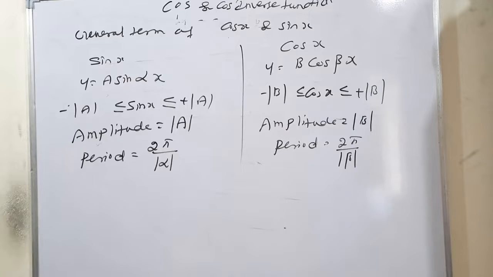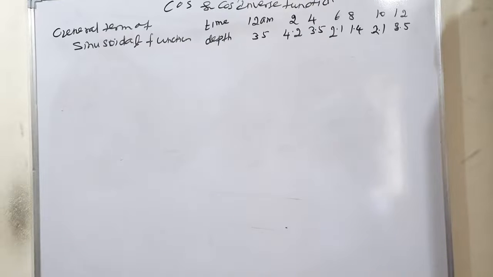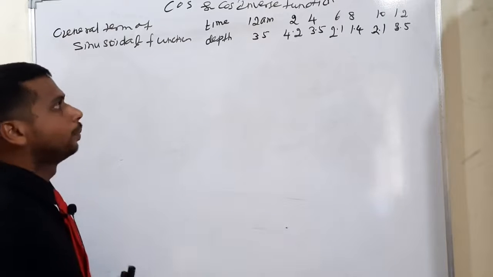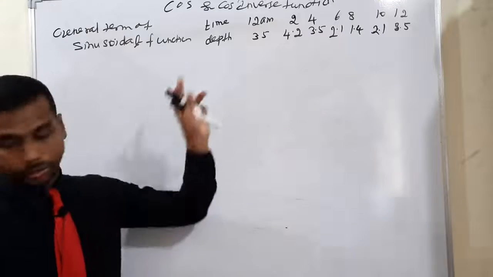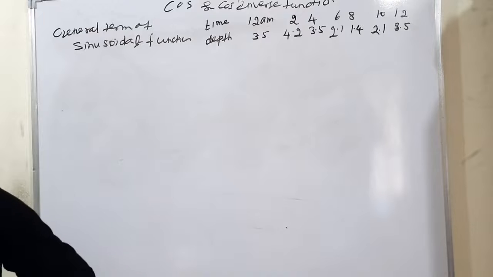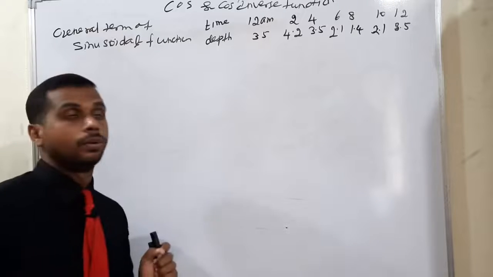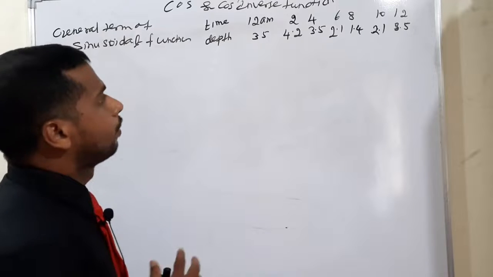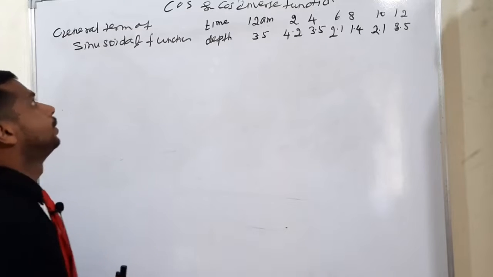So the general term of the sinusoidal function is one of the applications. In your book also, one question like that is given on page number 139. There is a tabular column of time and depth. So now I am moving to apply this to find the sinusoidal function.